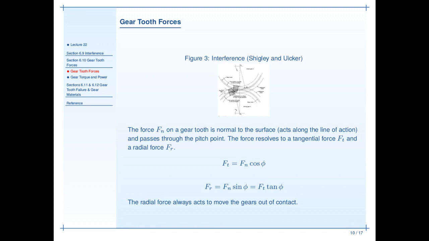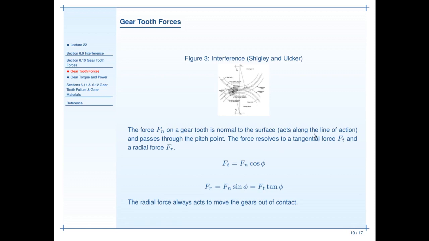That gear force is applied, very difficult to see in this picture, you can blow it up or take a look in your book, but it's applied along this pressure line. Remember, that's where the pressure angle comes from. This means that the force on the gear tooth is normal to the surface of the gear tooth and passes through the pitch point.